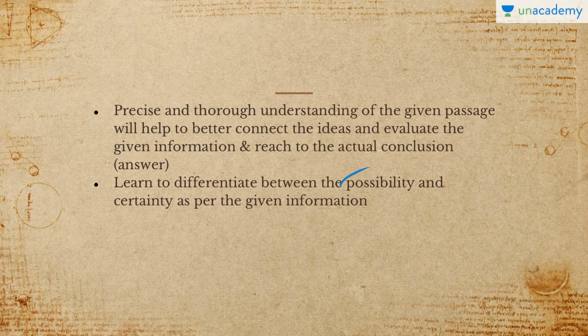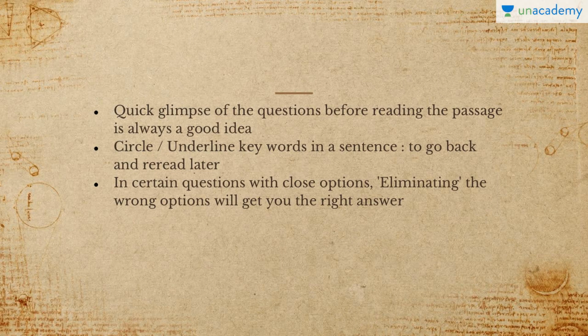Then learn to differentiate between possibility and certainty as per the given information. For example, the sun rising in the east is a certainty, it is not a possibility. But India might win the next World Cup, that is a possibility, not a certainty. So you have to learn to differentiate between them.